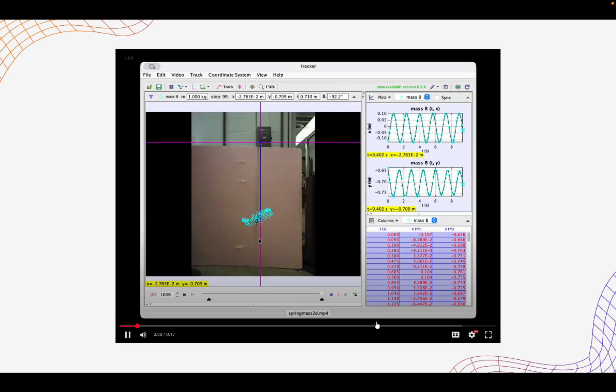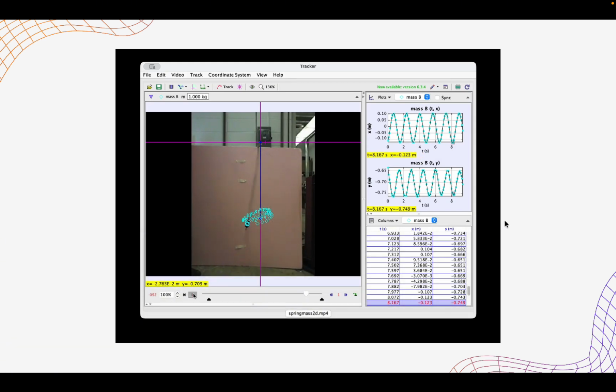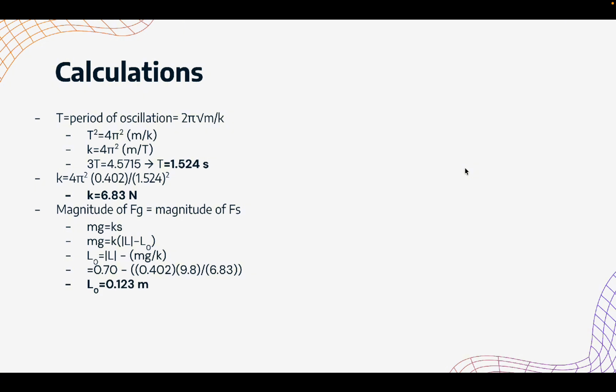This is what it kind of looked like on Tracker. We can see it's oscillating, it's moving in a circle, and the output kind of looks like what it did. And calculations, period of oscillation we found using this formula, and we found T, and then we found the spring stiffness. And then we found the length of the relaxed spring.